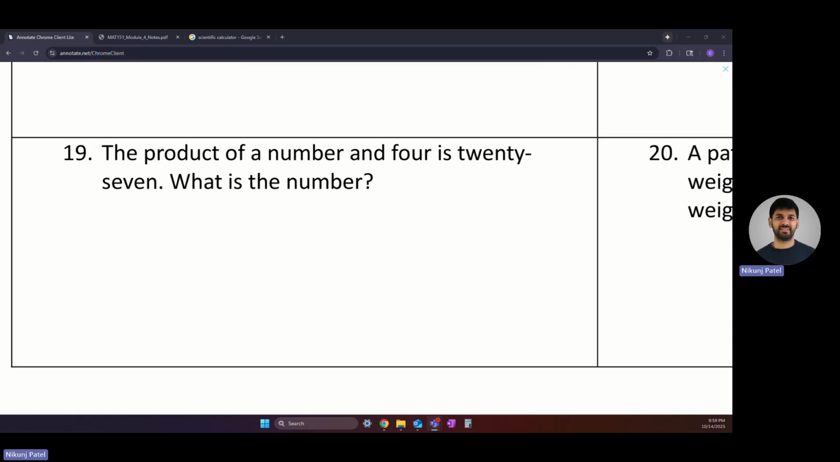Number 19 says the product of a number and 4 is 27. So when you see this word product, it is another way of saying what happens when you multiply two things. So product of a number and 4. A number and 4 is like 4 and some other number that we don't know, x. The product would be 4 times x. So that's why I put the numbers right next to each other, 4 right next to the x. Then we have is, so that's an equal sign, and then 27. 4x equals 27. Now I trust you can figure out from there what x equals.